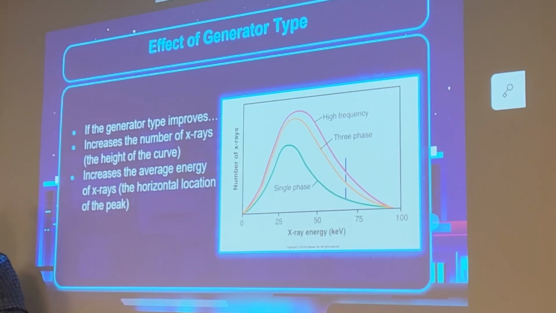So the filtration decreases the number of photons, but it will increase the average energy. Remember, because we're filtering out the lower energy photons. The filtration. Oh, that's what you're saying, right? Yeah, filtration.